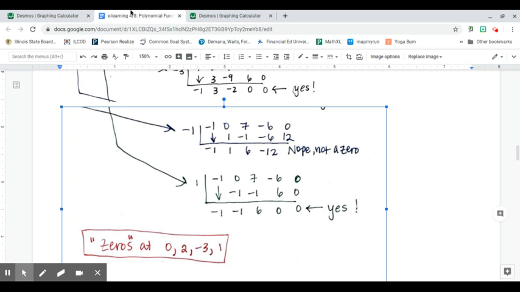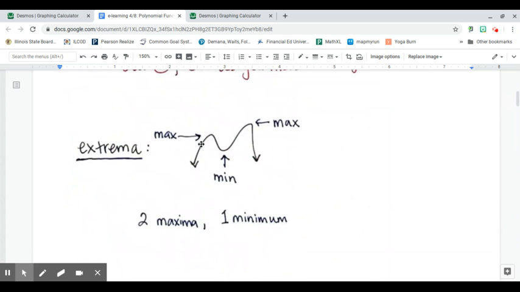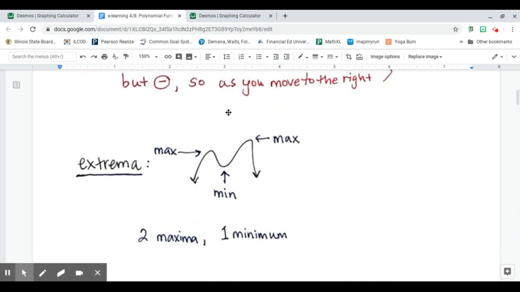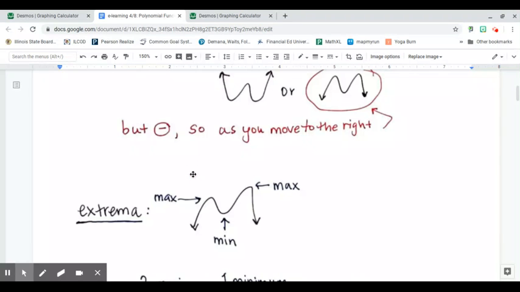Something else that I'm going to have you do for me is review extrema. So extrema are high points and low points. From this function, I know that it's going to have 3 turning points, so I'm going to have 3 extrema. Extrema is just the plural of the word extremes. Because my parabola opens downward, I'm going to have 2 maximum points and 1 minimum point.